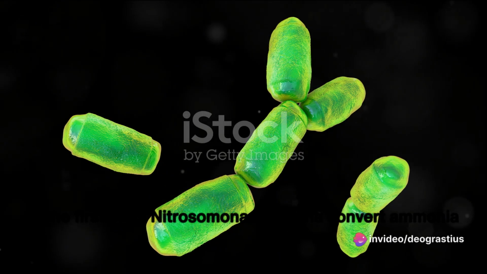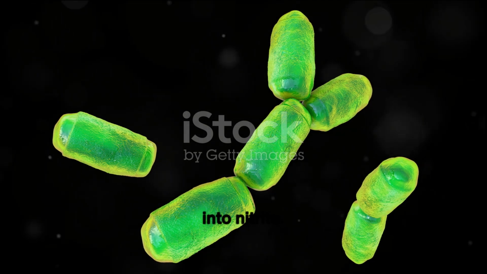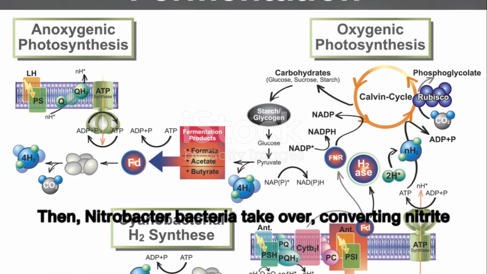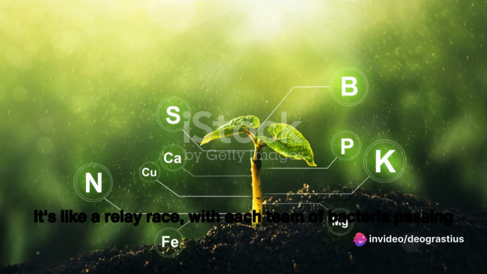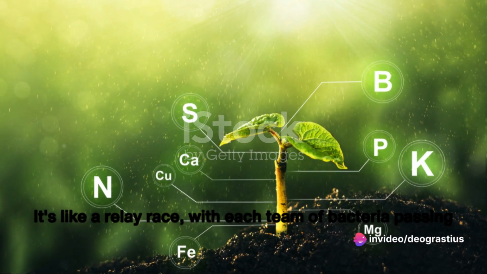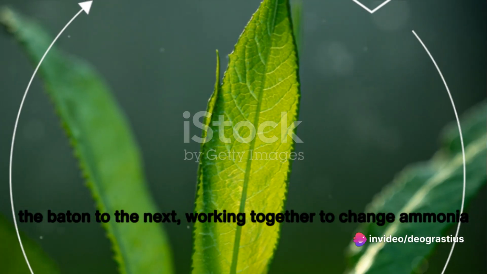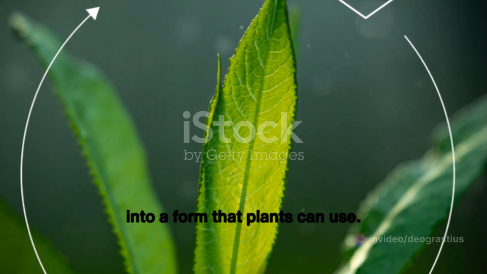In the first step, Nitrosomonas bacteria convert ammonia into nitrite. Then, Nitrobacter bacteria take over, converting nitrite into nitrate. It's like a relay race, with each team of bacteria passing the baton to the next, working together to change ammonia into a form that plants can use.